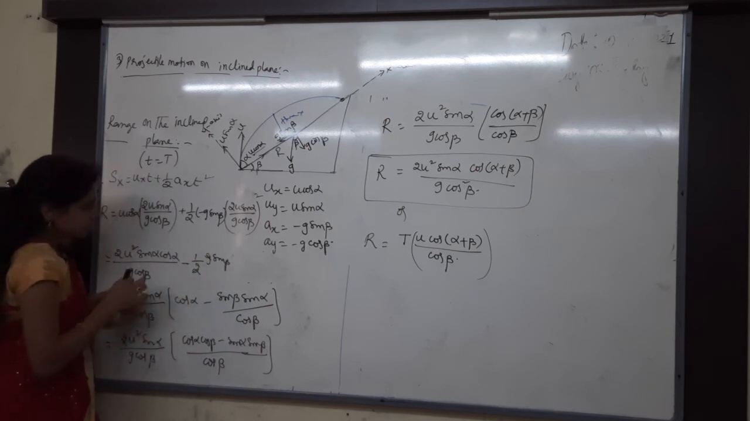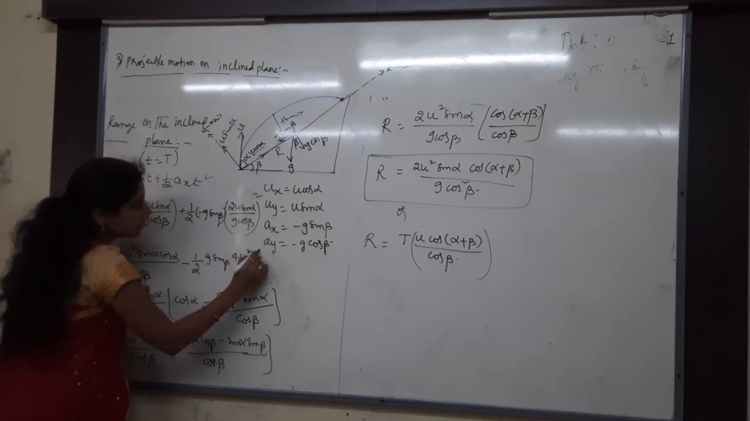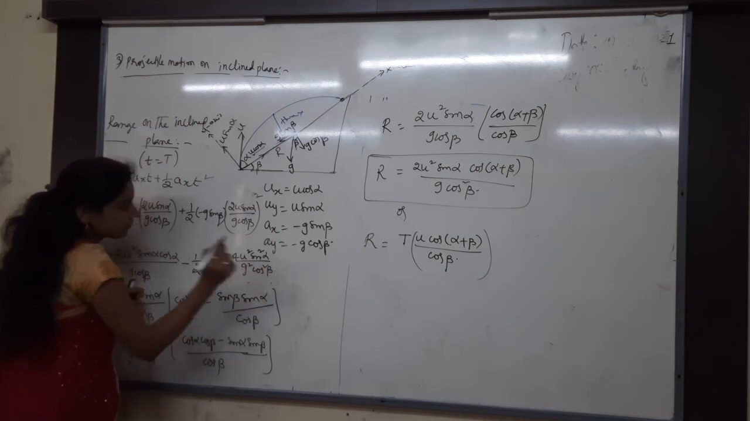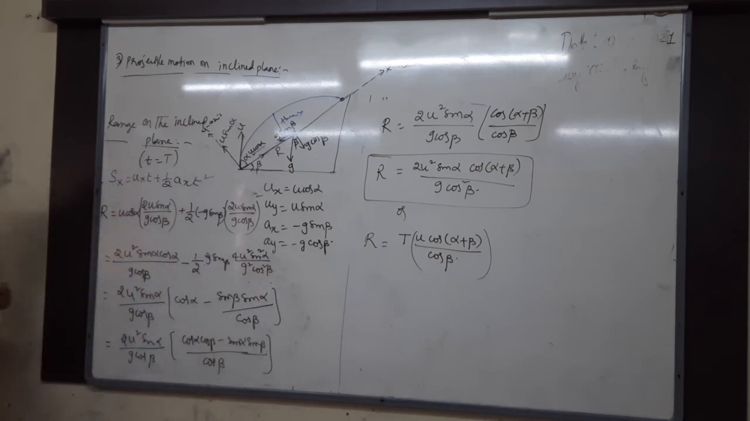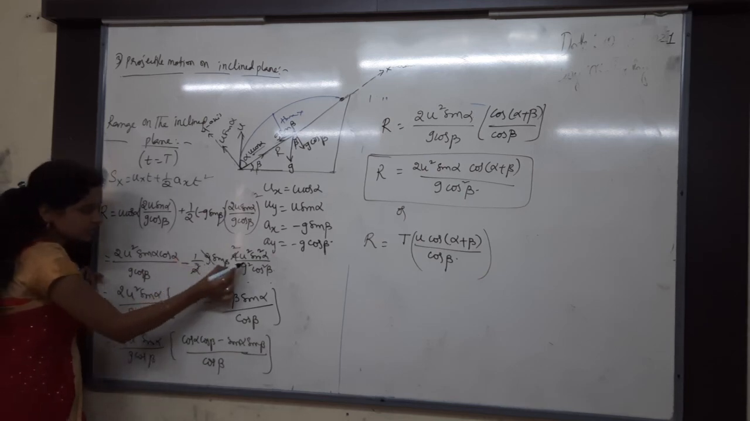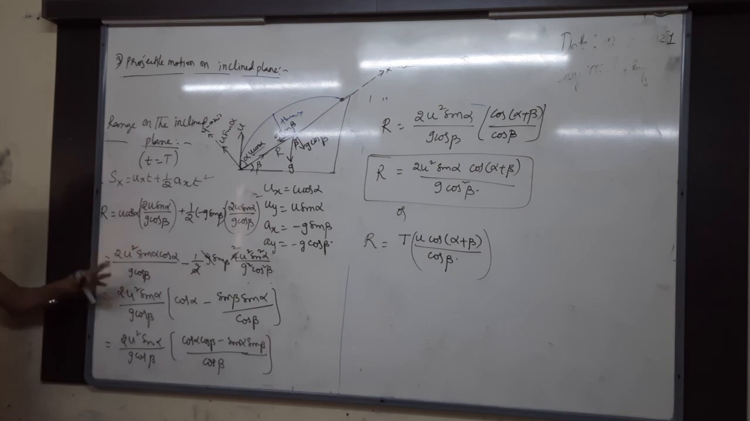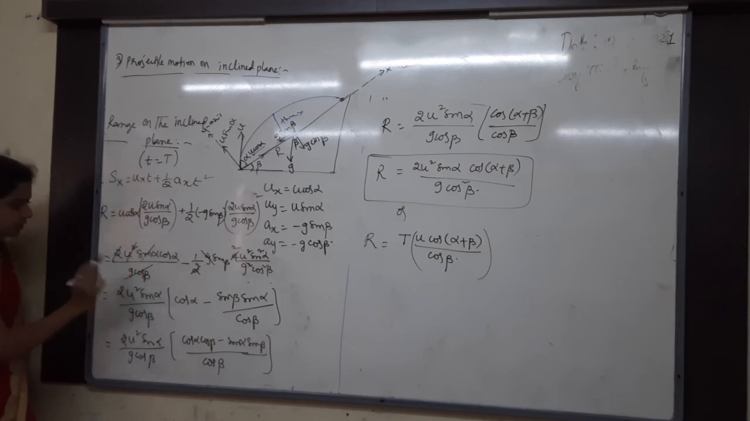So g sin beta into what will come here? 4u square sin square alpha by g square cos square beta. This one we are having already. So this 2 gets cancelled. First one, this g gets cancelled. Then anything else? Nothing getting cancelled. But here, from there, what am I taking outside? 2u square sin alpha by g cos beta.